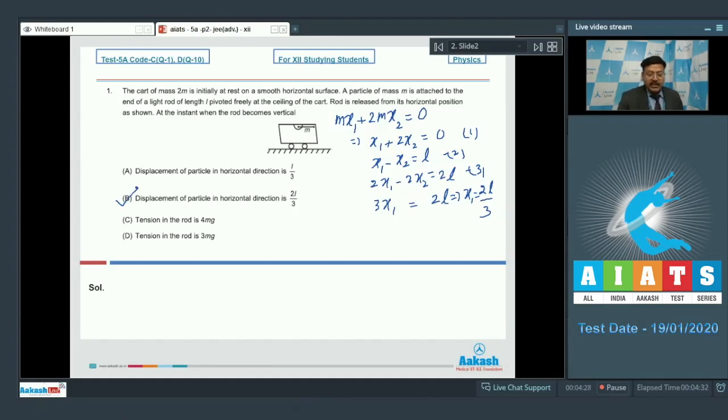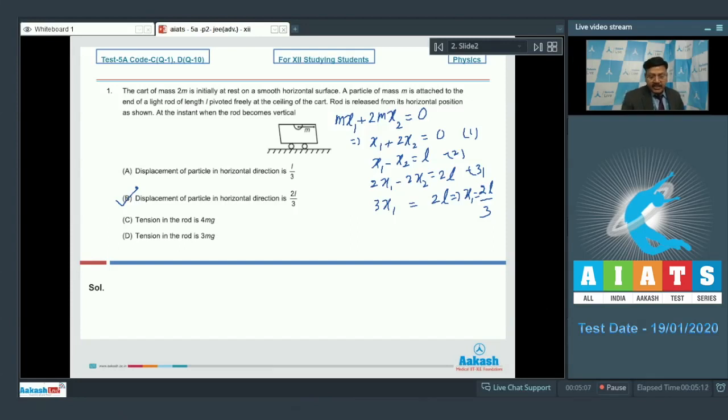Let's find the tension in the rod now when the rod has become vertical. To solve this, we'll also apply the concept of conservation of mechanical energy and of course the laws of motion. We can see that when the rod becomes vertical, there is a loss in gravitational potential energy of the system, which converts to the kinetic energy of the particle and the cart system. The mechanical energy will be conserved because the only forces doing work here are conservative forces.